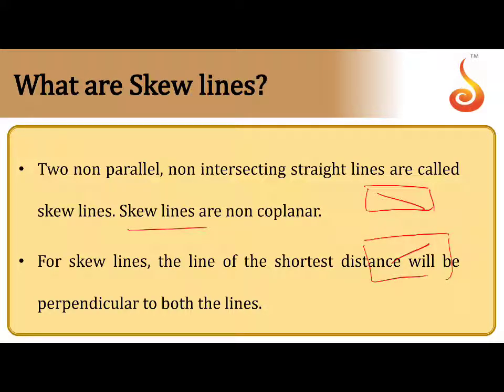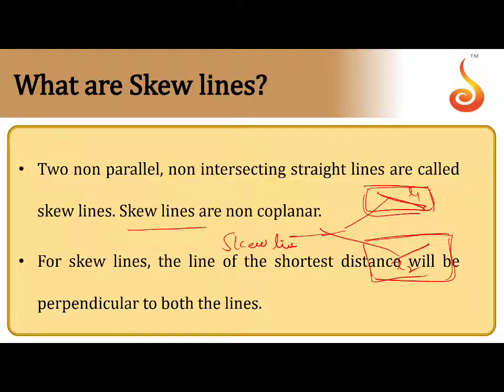That means there is no plane containing both. This is a plane. This is another plane. That means the two lines are in two different planes. They are not coplanar. So this is L1, and you can take this as the L2 line. These two are non-parallel and non-intersecting, so those are called skew lines.